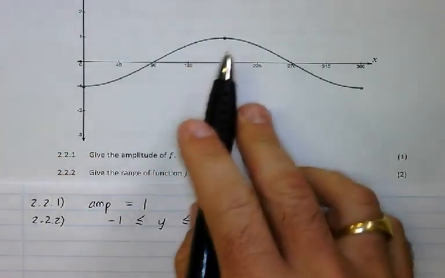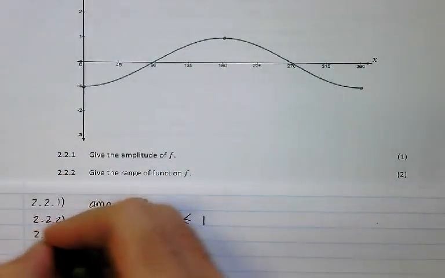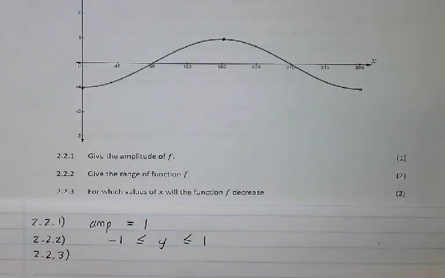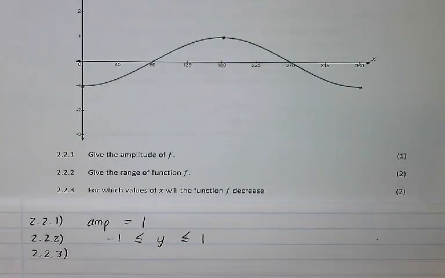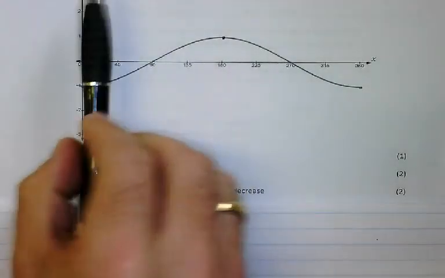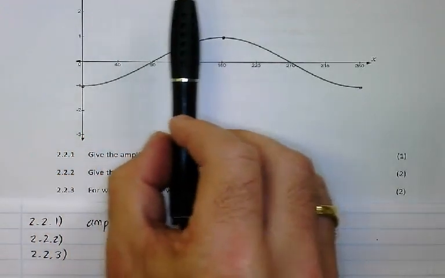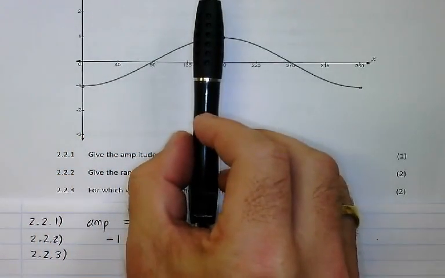2.2.3 then says, for which values of x will the function f decrease? Okay, so reading left to right here, you'll see that your graph is climbing uphill, and then at this turning point, it then decreases down. So for which x values will this function decrease?